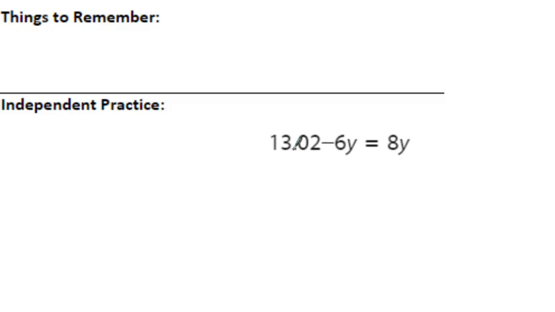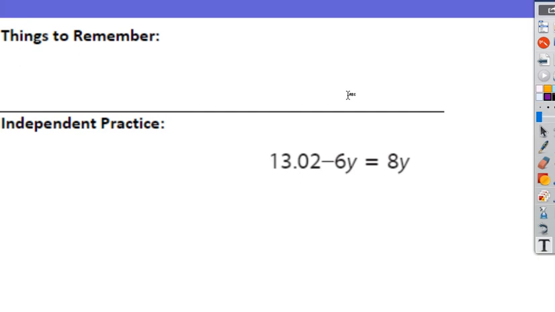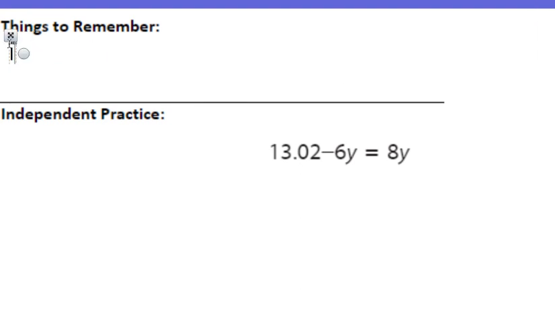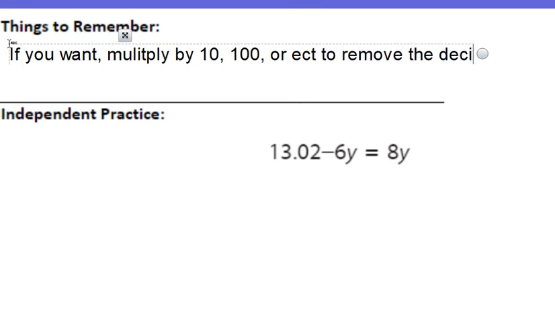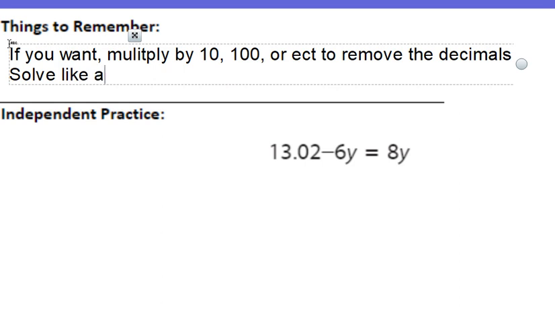All right, so the main things to remember is if you want, you can multiply by 10, 100, etc. to remove the decimals, and then solve like a 7.1 equation.